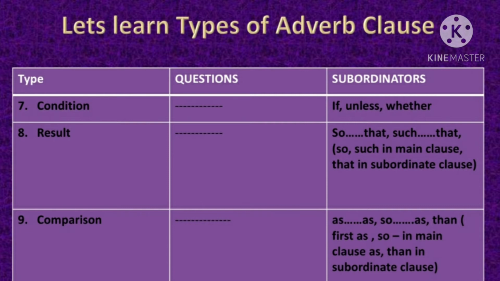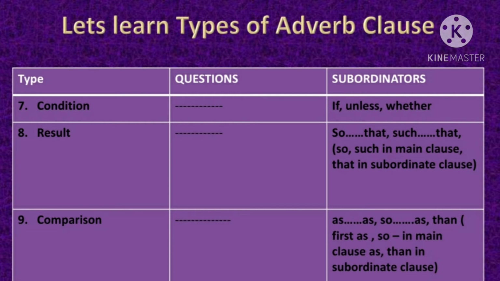If you work hard is the subordinate adverb clause of condition, because the subordinator if explains or describes the condition. So it is a conditional clause. So you can come to know that it is adverb clause of condition. Unless you finish your work, you are not going out. I don't know whether he will reach in time. So all these are conditional clauses, children, where the condition is given in the clause.